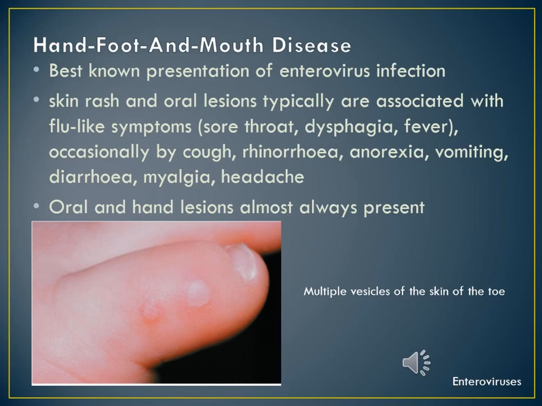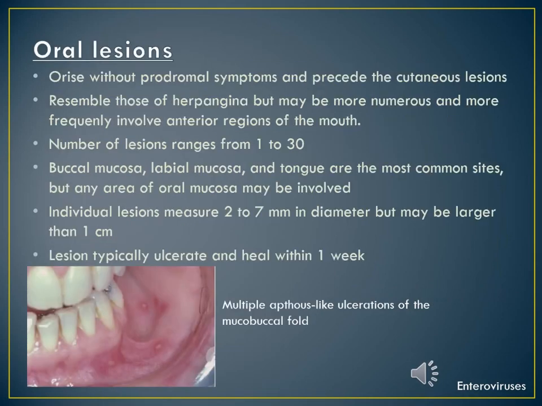Oral and hand lesions are almost always present. Oral lesions of hand, foot, and mouth disease arise without prodromal symptoms and may precede the cutaneous lesions. They resemble those of herpangina but may be more numerous and more frequently involve the anterior regions of the mouth, and the number of lesions ranges from 1 to 30. Buccal mucosa, labial mucosa, and tongue are the most common sites, but any area of oral mucosa may be involved. Individual lesions measure 2 to 7 mm in diameter but may be larger than 1 cm, and the lesions typically ulcerate and heal within 1 week.